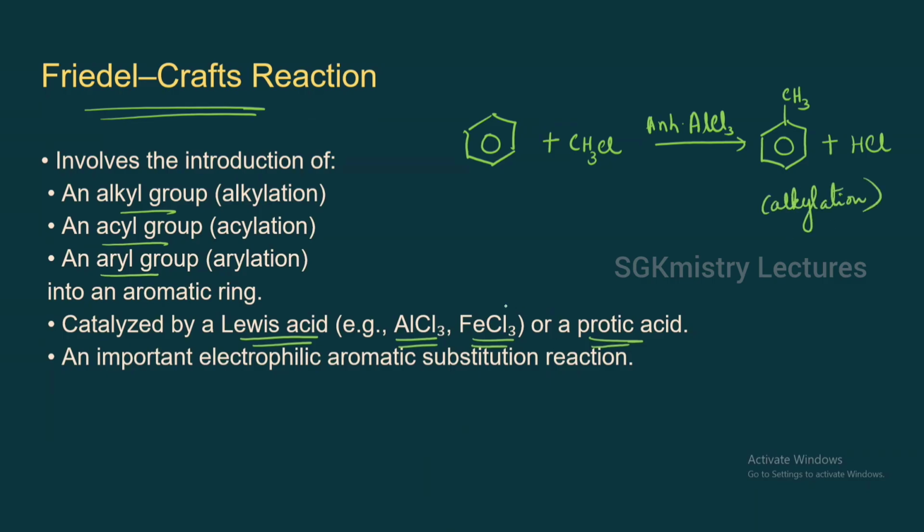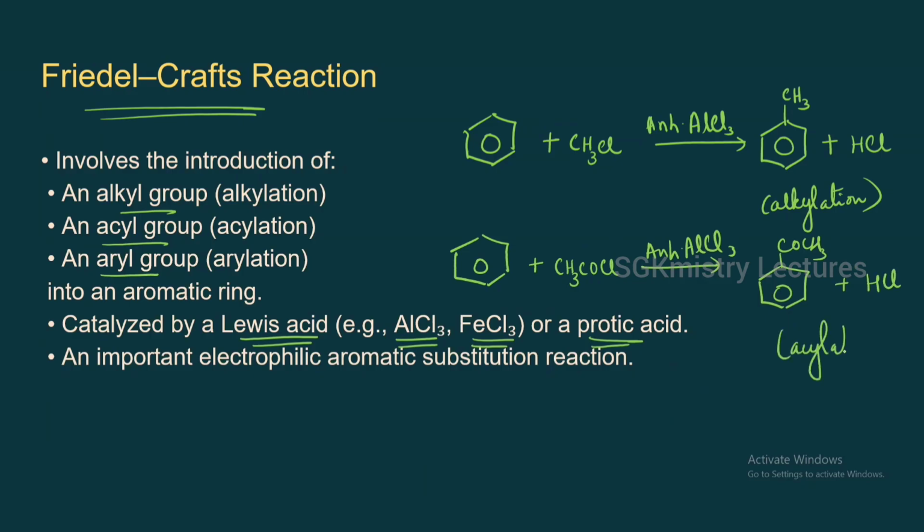Along with alkylation, acylation also can be done. So CH3COCl in the presence of anhydrous aluminum chloride. Now the acylated product is obtained. So we have COCH3, right? Along with that, HCl is the byproduct. So this is acylation. Here alkylation gives toluene, and here we are going to get acetophenone. Now coming on to the mechanism.